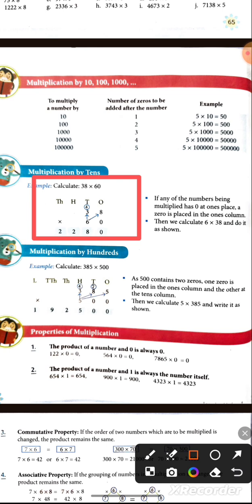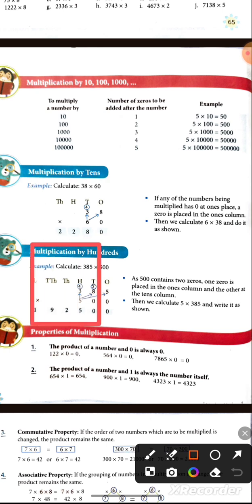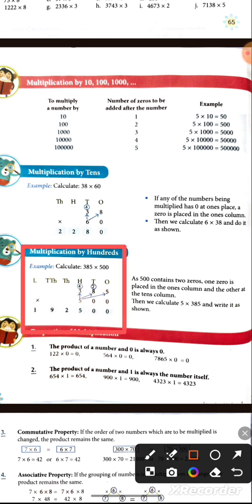I hope you all have understood. Now look at the other example, that is multiplication by 100. Okay, so if you multiply the number by 500, we know that there are 2 zeros. So first we have to write the 2 zeros in the answer directly. No need to calculate it, no need to think about it. Just write 2 zeros there and then multiply by 5 starting from the ones place.